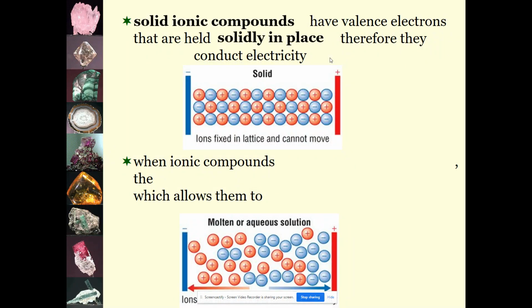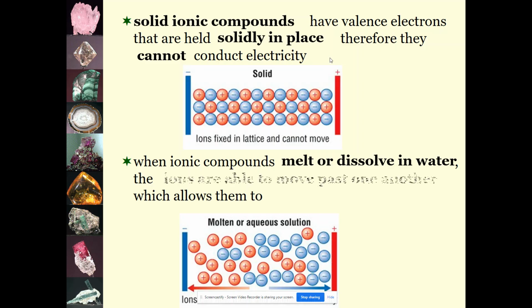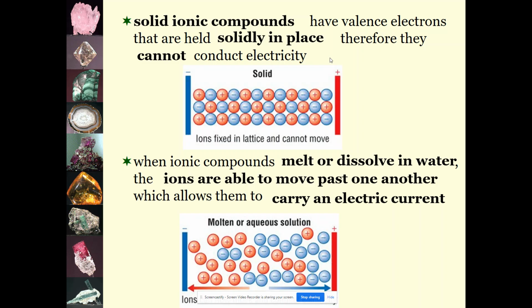Ionic compounds, if they're in their solid phase, will not conduct electricity because the ions are all held together in the crystal lattice structure. But when you melt or dissolve them, so you make them liquid or aqueous, they will conduct electricity because the ions are able to move. Again, the positive and negative ions can flow around, and that's what carries an electrical current, allowing electricity to be conducted.